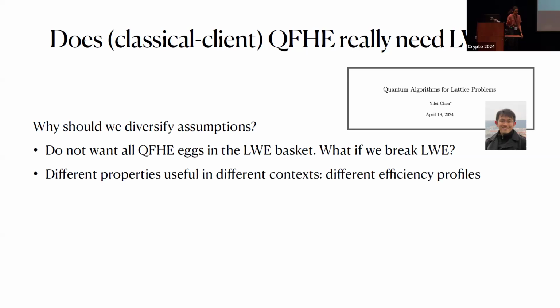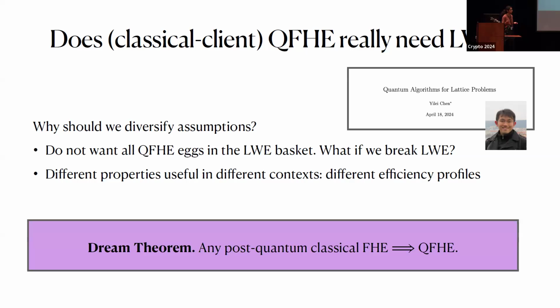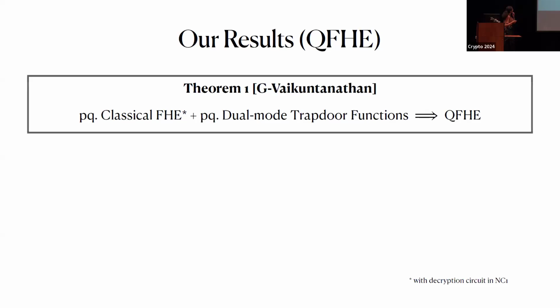And secondly, we might want to have a couple of different constructions because each construction might have its own different efficiency profile and might be suitable for use in different contexts. So it would be really nice to have the following modular dream theorem that says that any post-quantum classical FHE scheme can be converted into a quantum FHE scheme. We don't quite get here, but we take a step in this direction.